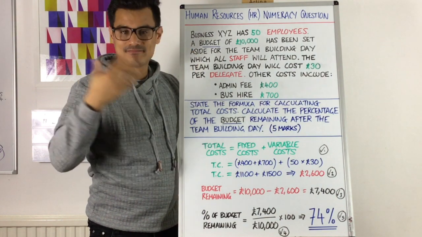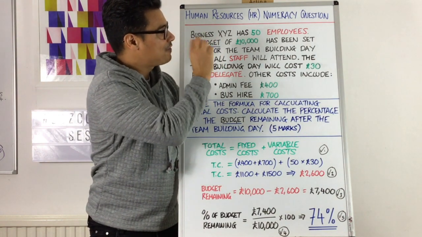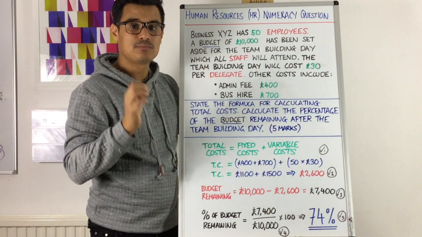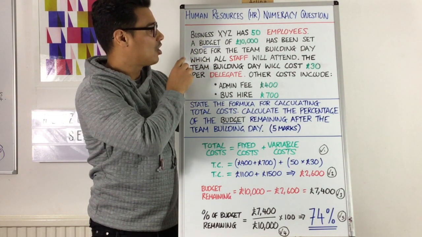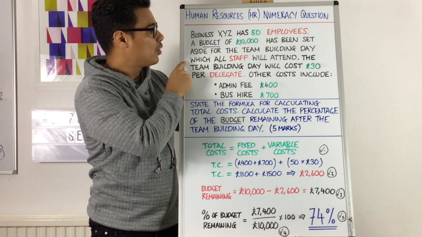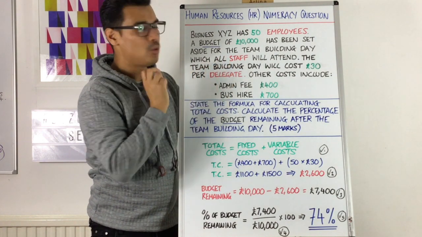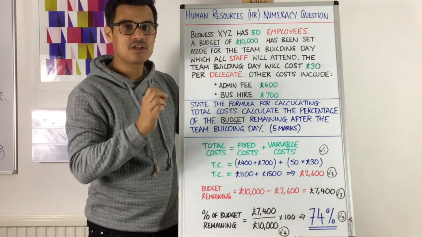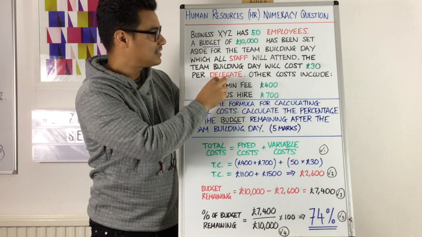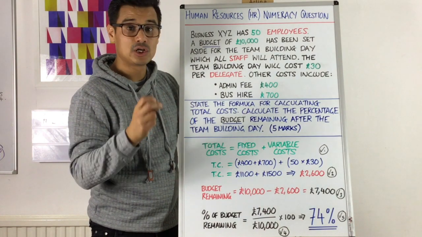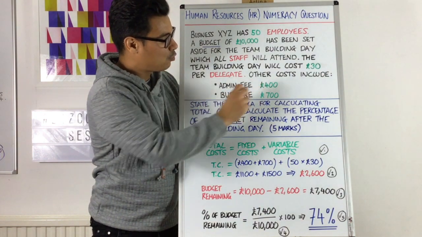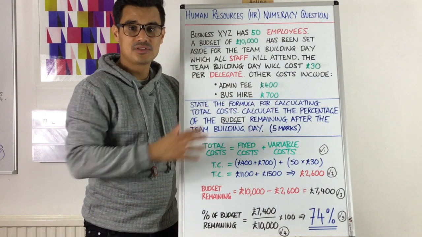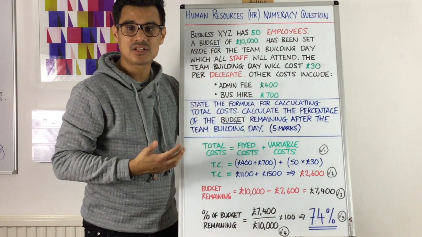Business XYZ, any business, has 50 employees. A budget of £10,000 has been set aside for the team building day which all staff will attend. The team building day will cost £30 per delegate. Other costs include admin fee, £400, bus hire, £700. So that's the detail, and you might see this in the case study.